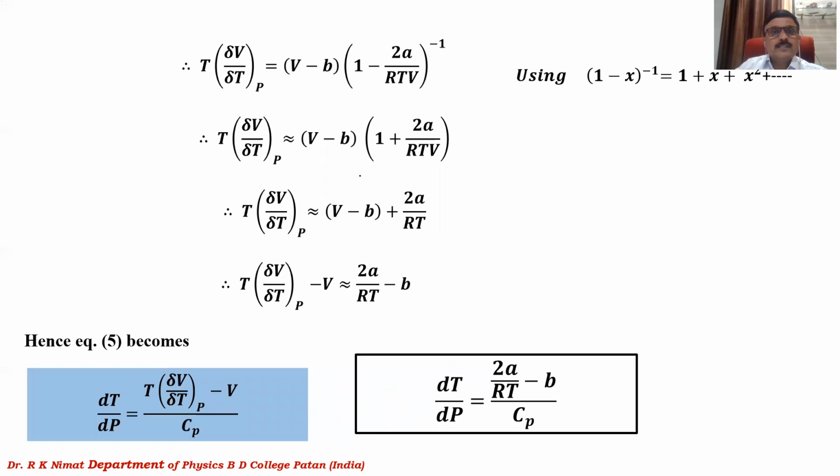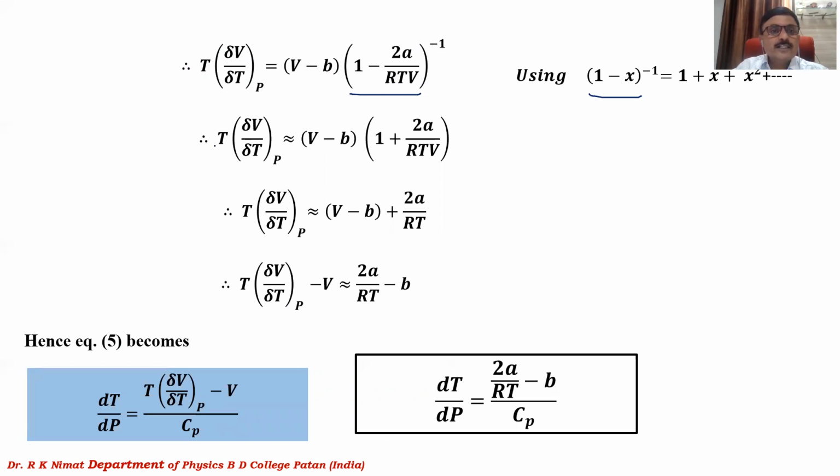Now, taking that denominator term into the numerator, you can write this as T into delta V by delta T at constant P is equal to V minus B into bracket 1 minus 2A divided by R into T into V raised to minus 1. So this term can be expanded using the equation 1 minus x raised to minus 1, which is 1 plus x plus x square plus x cube and so on. So here x is equal to 2a divided by R into T into V.